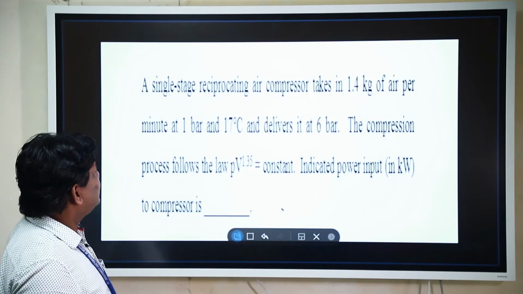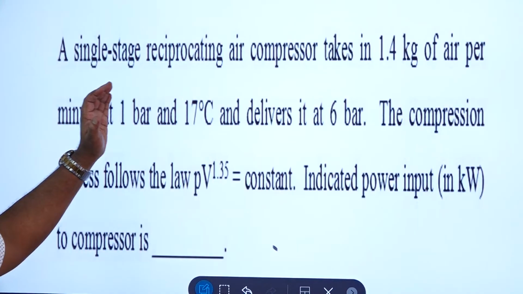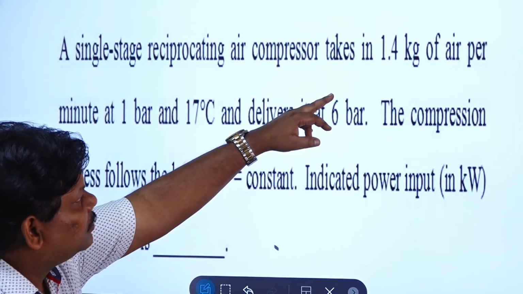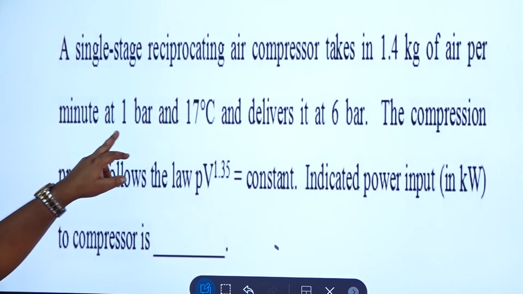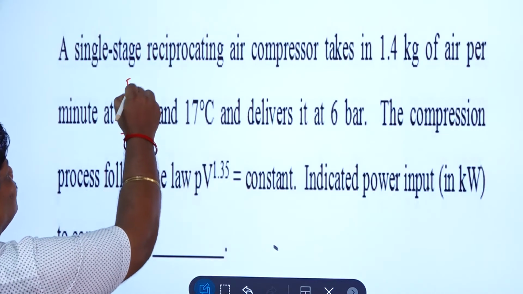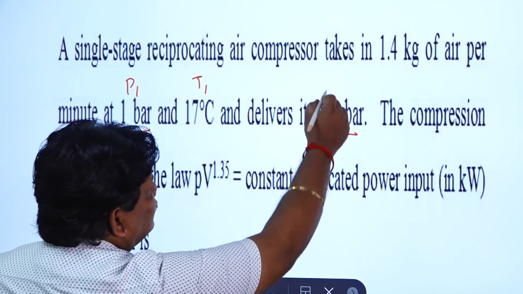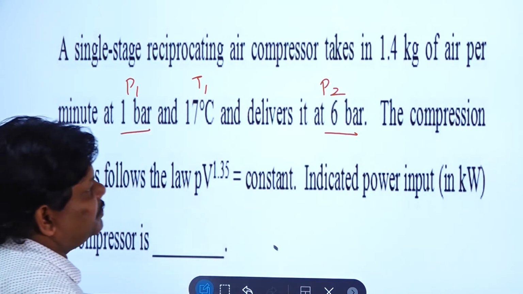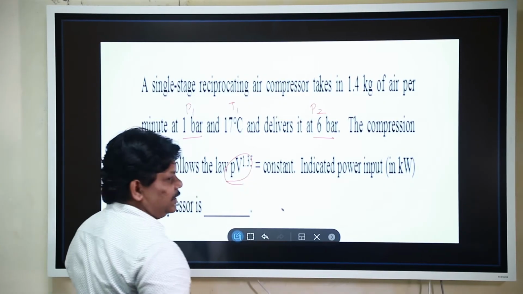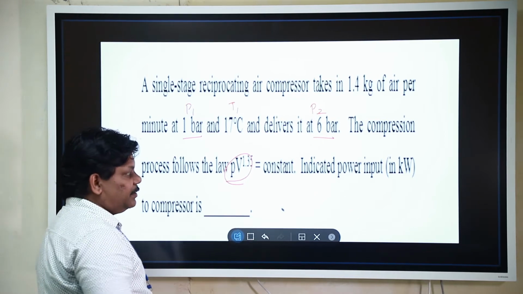Now we can see a problem related to the reciprocating air compressor. A single stage reciprocating air compressor takes in 1.4 kilogram of air per minute at 1 bar and 17 degrees centigrade. So P1 is given, T1 is given, and it delivers at 6 bar, that is P2 is 6 bar. The compression process follows the law PV^n equals constant. You have to find the value of indicated power input.